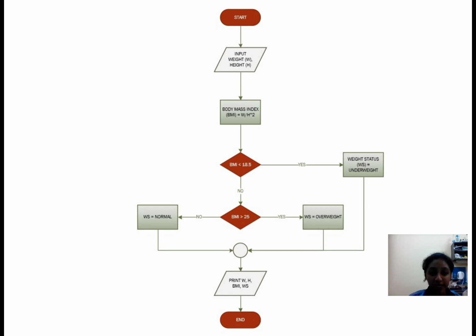So for my case 2, I would start with the terminator symbol, going to the input, weight and height. Next is the body mass index, BMI, where if the BMI is less than 18.5, it goes to underweight weight status, and if no, it goes to BMI above 25. If it's above 25, it goes to a weight status of overweight, and if it's above 18.5 and below 25, it goes to a normal weight status. Then an on-page symbol is there, and after that you will be printing the weight, height, BMI and weight status, and that is the end of this process.